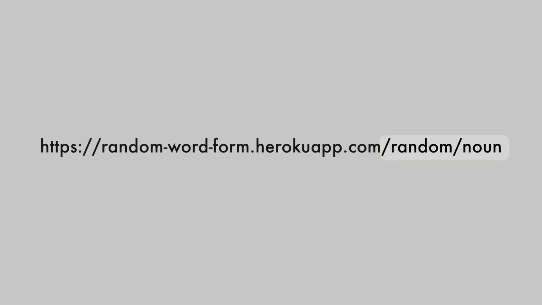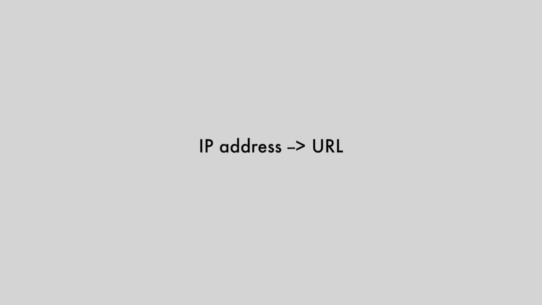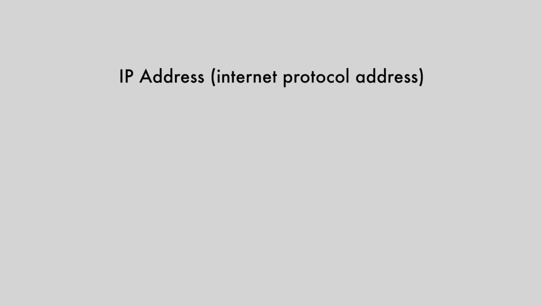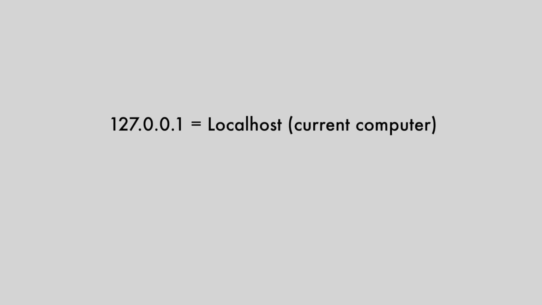A path is simply the end of a URL, but the underlying part of a URL is actually an IP address. So let's look a little more closely at each of those real quick. An IP address, or Internet Protocol address, is a set of numbers and periods that direct you to a given computer or network using the internet. That's why it's called the Internet Protocol. A common one you will see is 127.0.0.1, or technically those are zeros, which is equivalent to localhost, or basically your current computer. It's the same for every computer. It's always the local one.